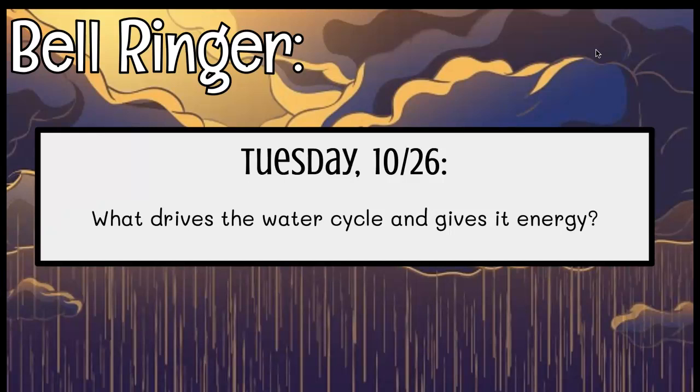So today's bell ringer, after doing the doodle notes and the color by number yesterday, says: what drives the water cycle and gives it its energy? And the answer for that is the sun, because in order for the water cycle to take place, the water has to evaporate. And the only way for the water to evaporate is for it to get heated. And the sun is the driving force that heats our water and therefore makes the water cycle go around.